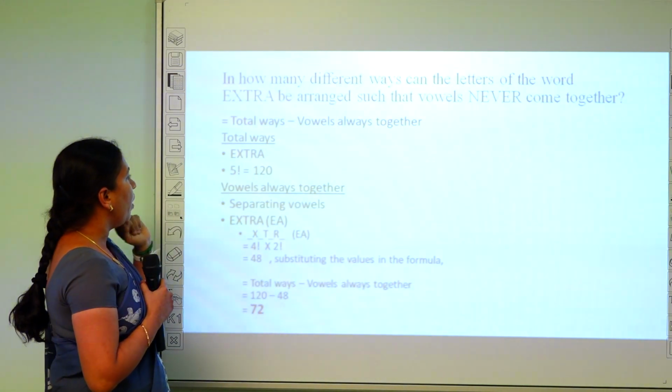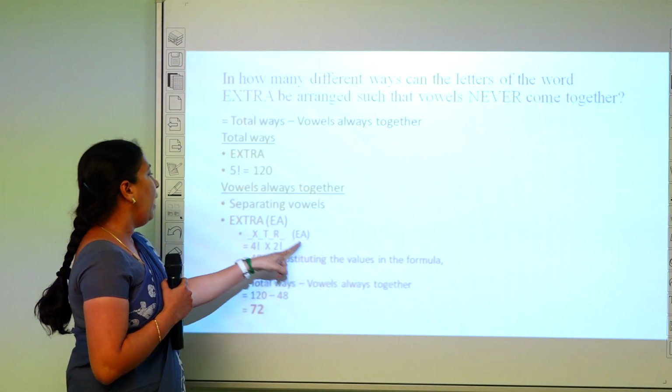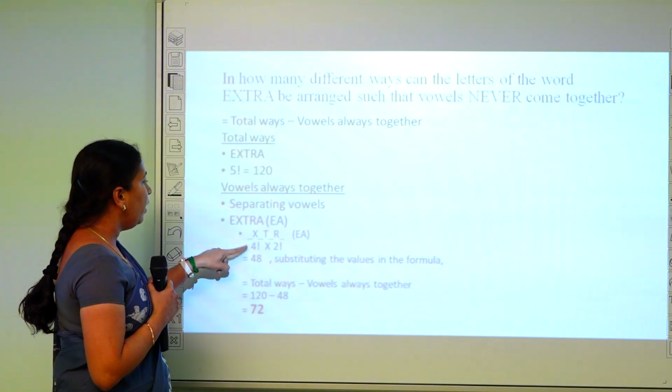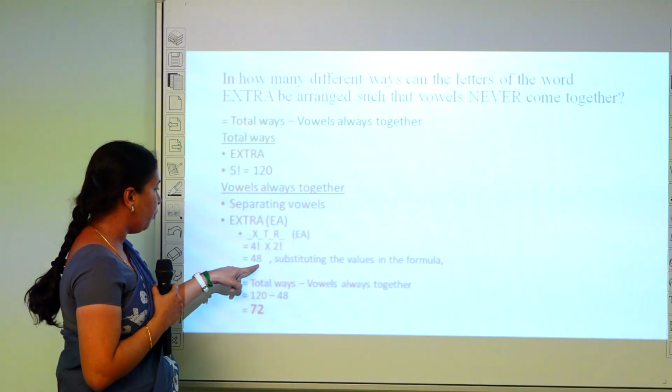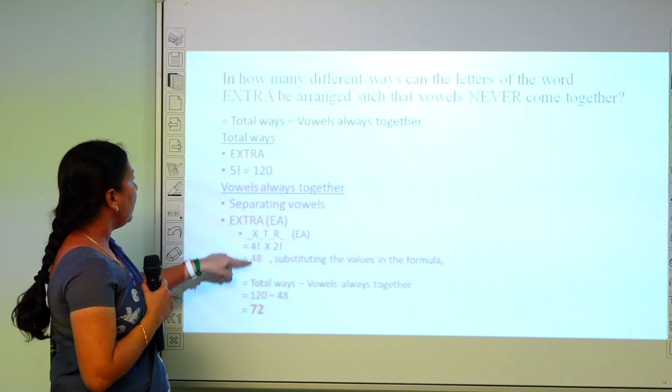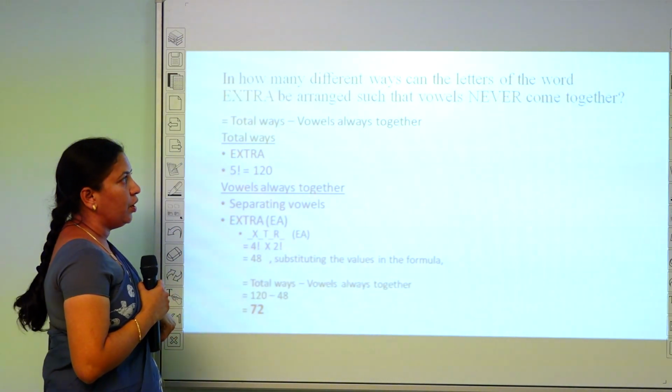And next, vowels always together. As usual, you separate the vowels and find out how many spaces there are. That is 4 factorial into 2 factorial, which will give you the answer as 48. And by subtracting these 2 values in the above formula, you will get the answer as 72.